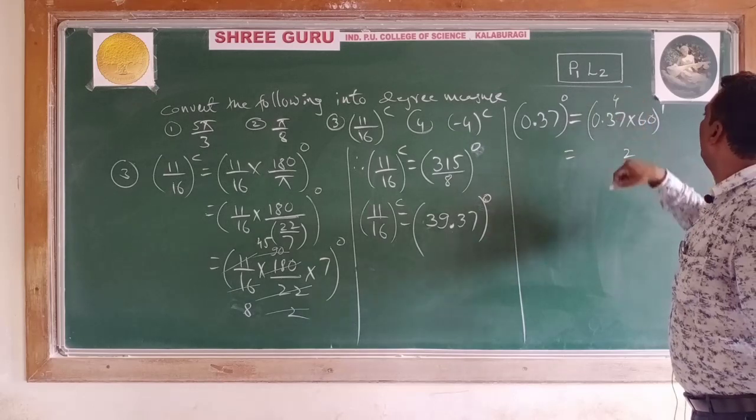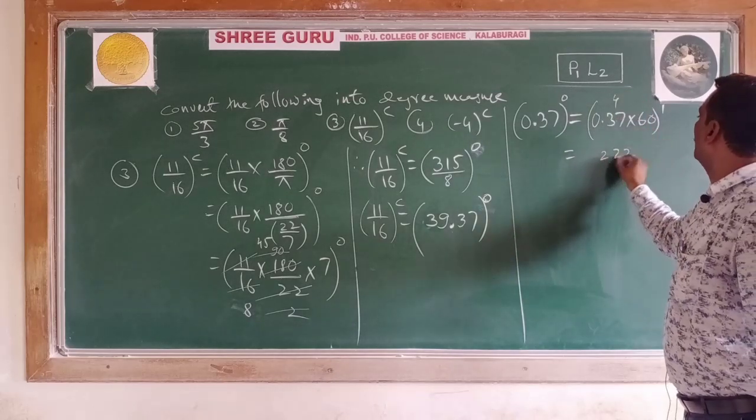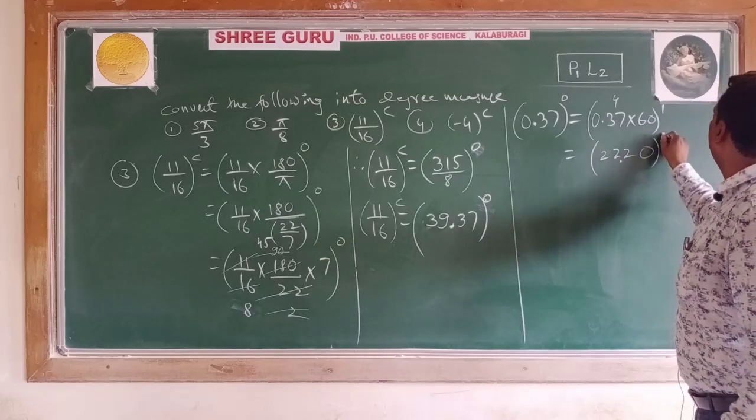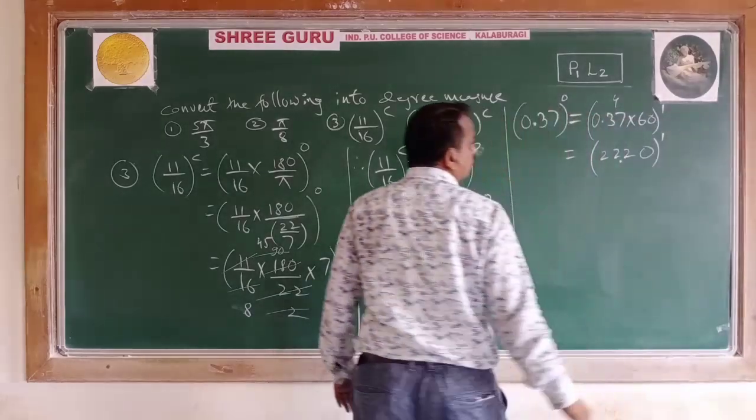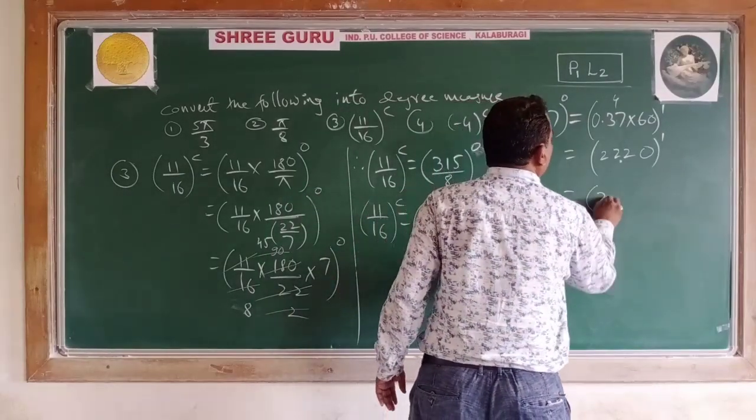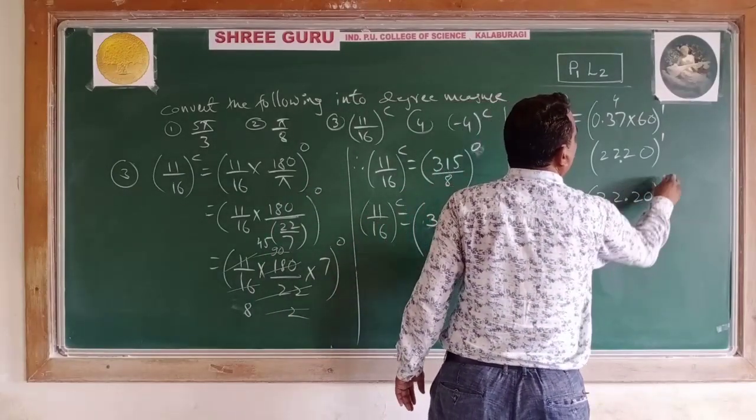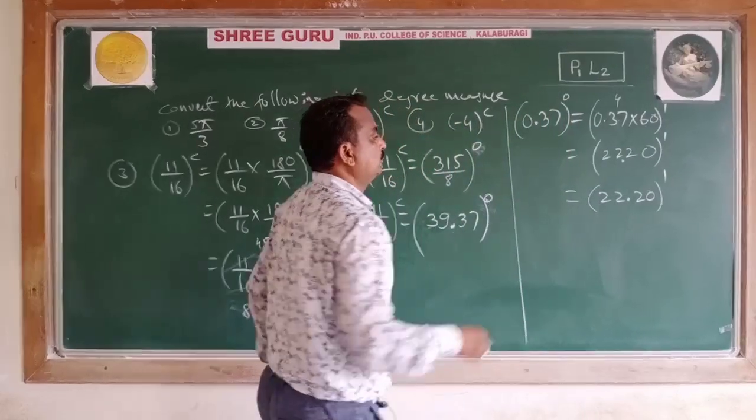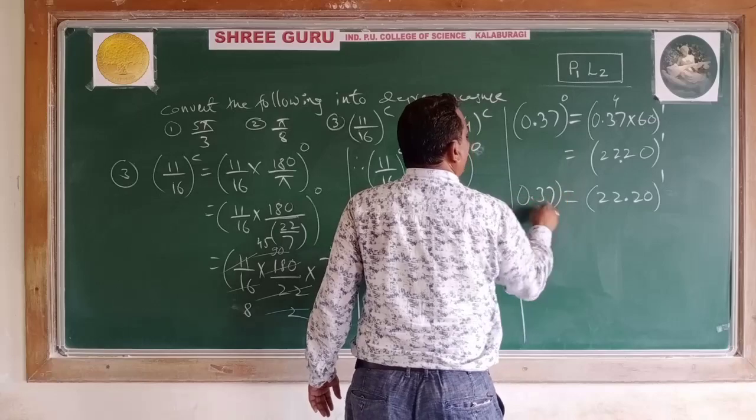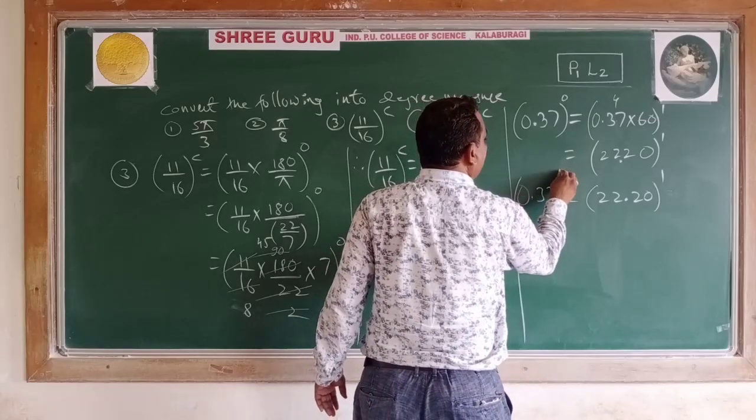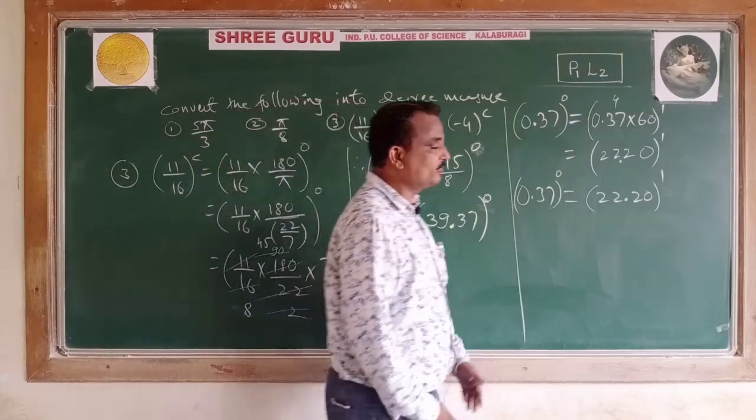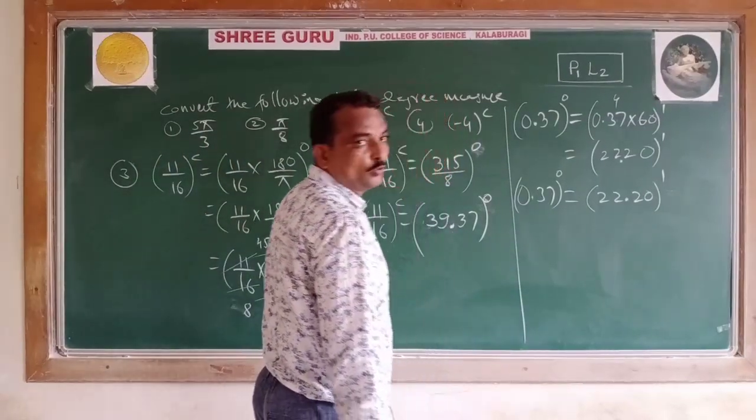42, 4 carry, 18, 22. This 0 as it is, 2 decimal points. So again a fraction it is, 22.20. So how much are you getting? 22.20 you are getting here. So therefore it is 22 minutes exactly. You can't say 3.5 minutes, not possible. So 22.20 minutes it is.